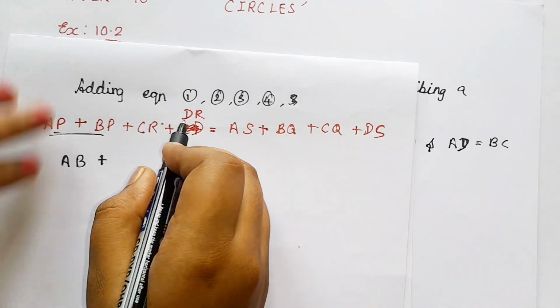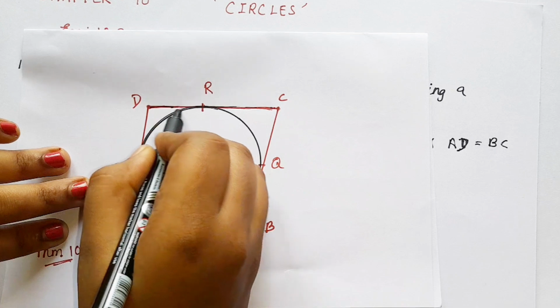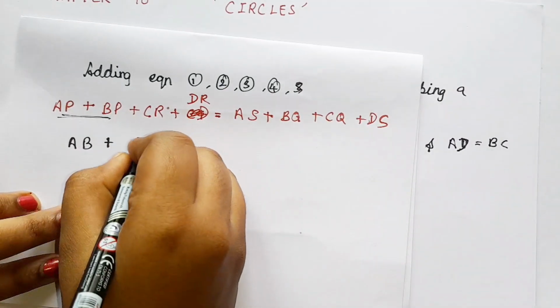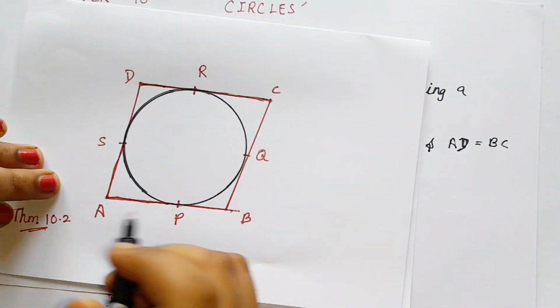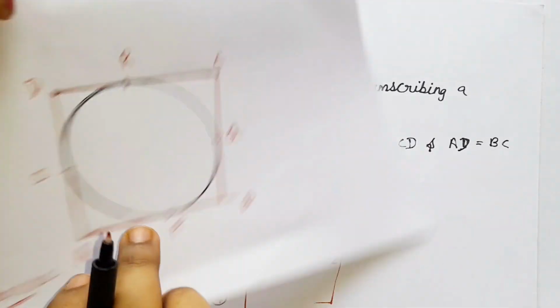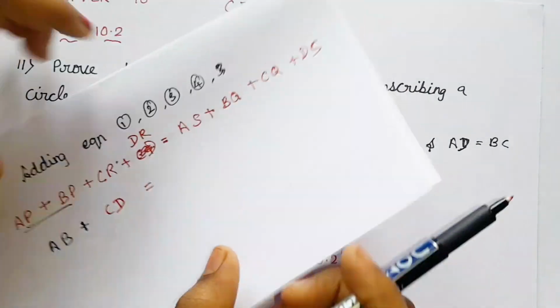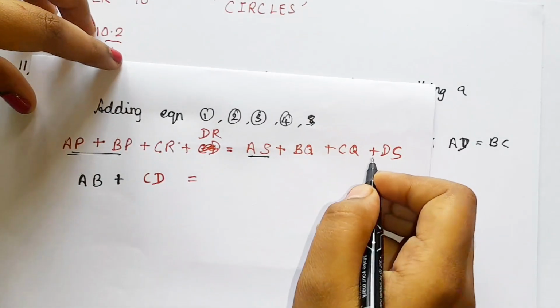Okay, so CR plus DR, so CR is right over here and DR is here, so CR plus DR is CD. Okay, is equal to AS plus BQ, so AS plus BQ, it is somewhere else, isn't it? So we have AS right over here and we want DS. Let us check it out. So we have AS right over here and we have DS here.